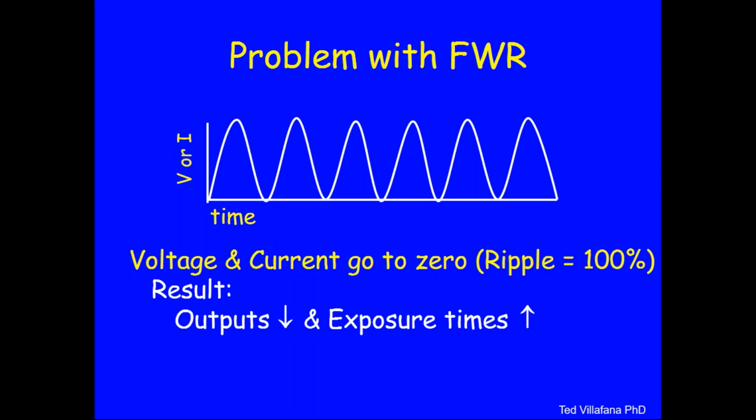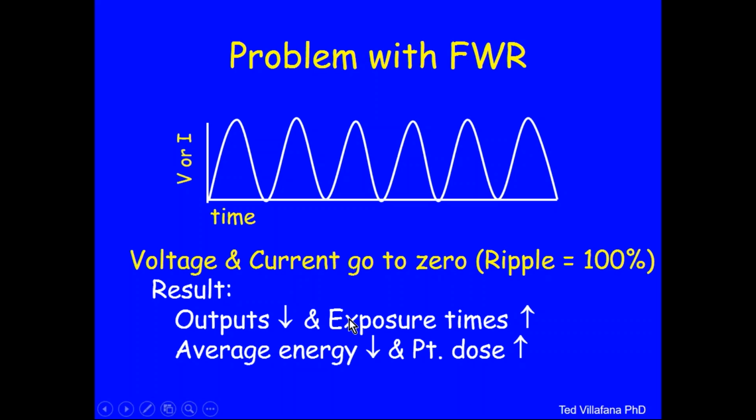If your output is going to go down because you don't have full radiation production all the time, and when you do have radiation production it may be a very low amount, where you go near zero, well, that means your exposure times are going to be long, which means you're subject to motion problems. Notice that your average energy is less.